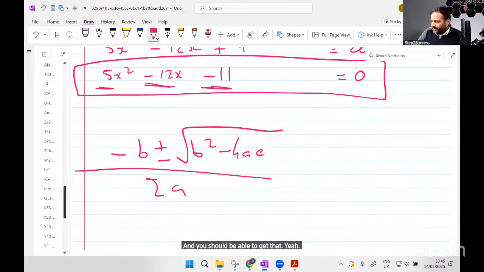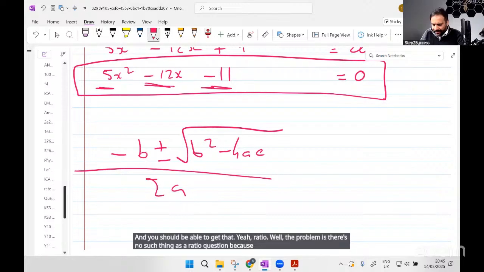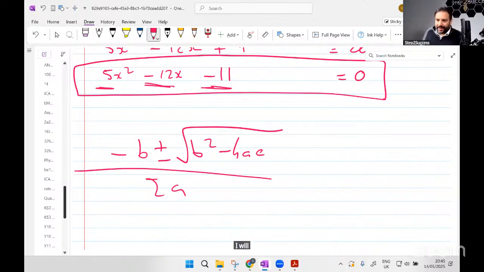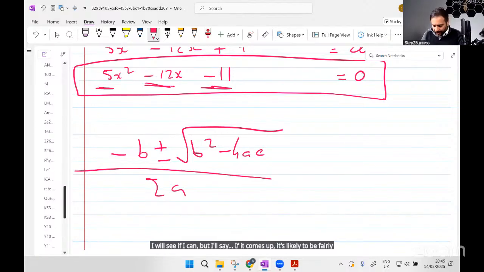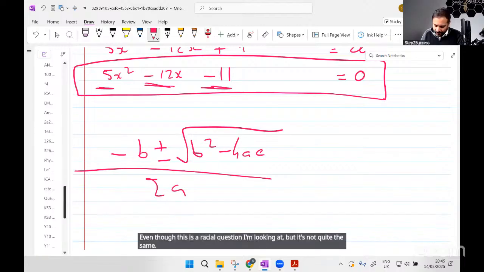Ratio. Well, the problem is there's no such thing as a ratio question because there's the most varied things in the world. I will see if I can, but as I say, if it comes up, it's likely to be fairly high level stuff that I'm going to do now. Even though this is a ratio question I'm looking at, it's not quite the same. Let me see if I can figure this out in my head.